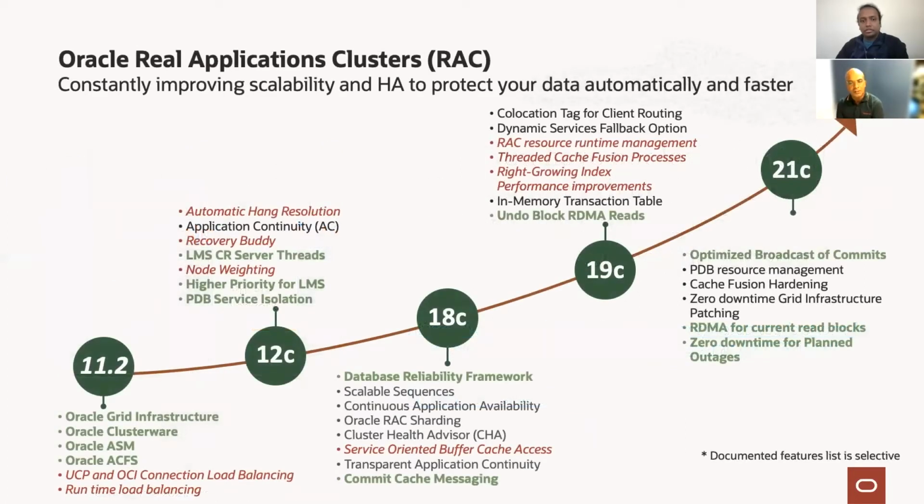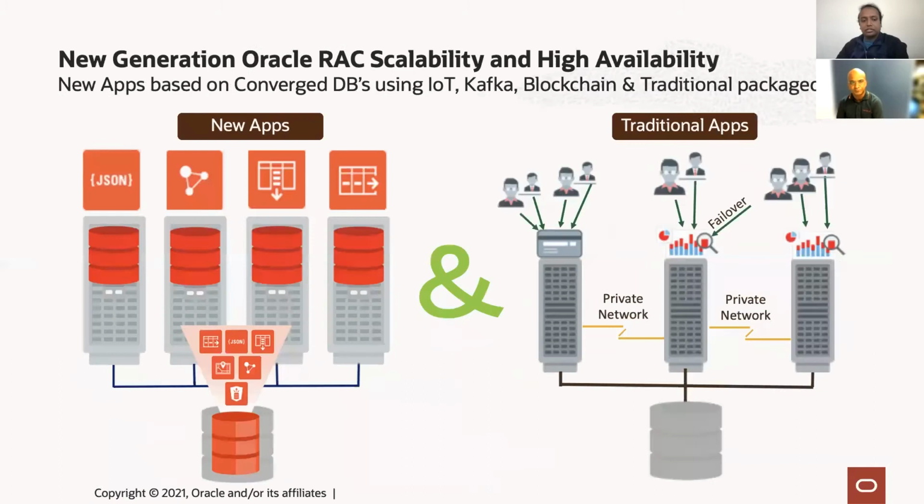Oracle Real Application Clusters was released about 20 years ago, in 11.2.0.4 initially. It came out with features that would help with scalability, in the sense that you had grid infrastructure and clusterware tightly integrated. Over the years, we've been adding more and more features. As you can see, right up to 21c, we are both optimizing existing features and adding new features to ensure that you get the best scalability and availability and you protect your data automatically. So you don't need to make any changes to your application.